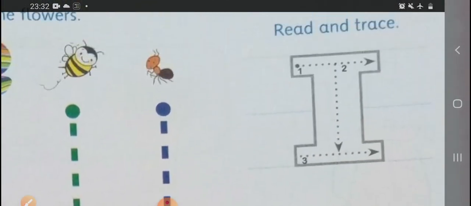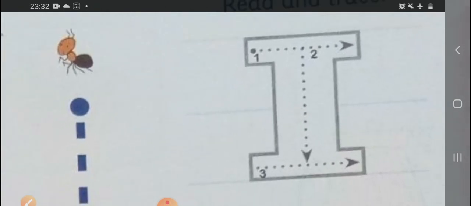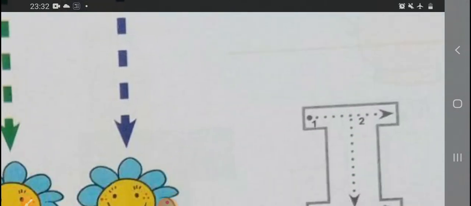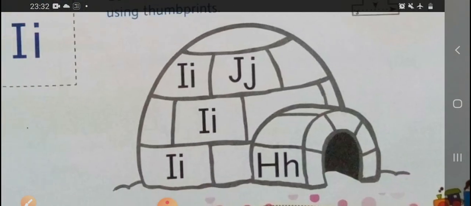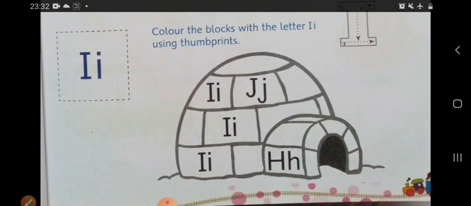And the next is you have to read it, letter I, E, and trace it. Okay, read this letter I and trace it. And we have done the tracing earlier also. The same way you have to trace here. Okay, letter I. And this is a picture of a house, igloo.